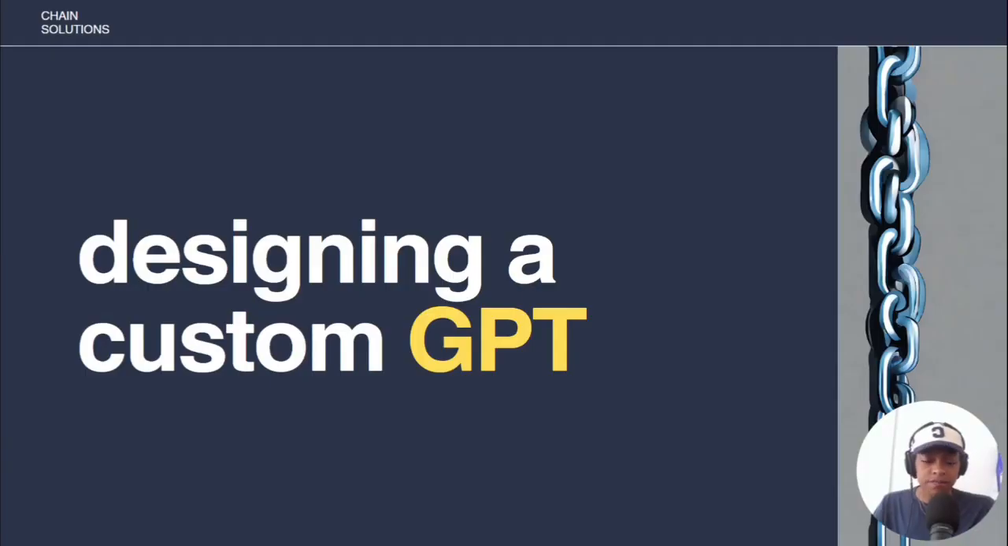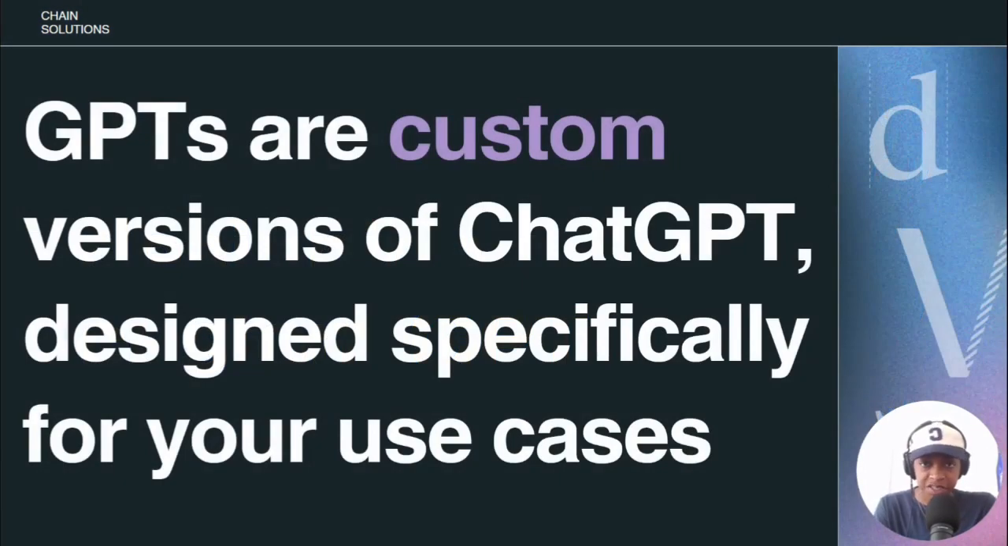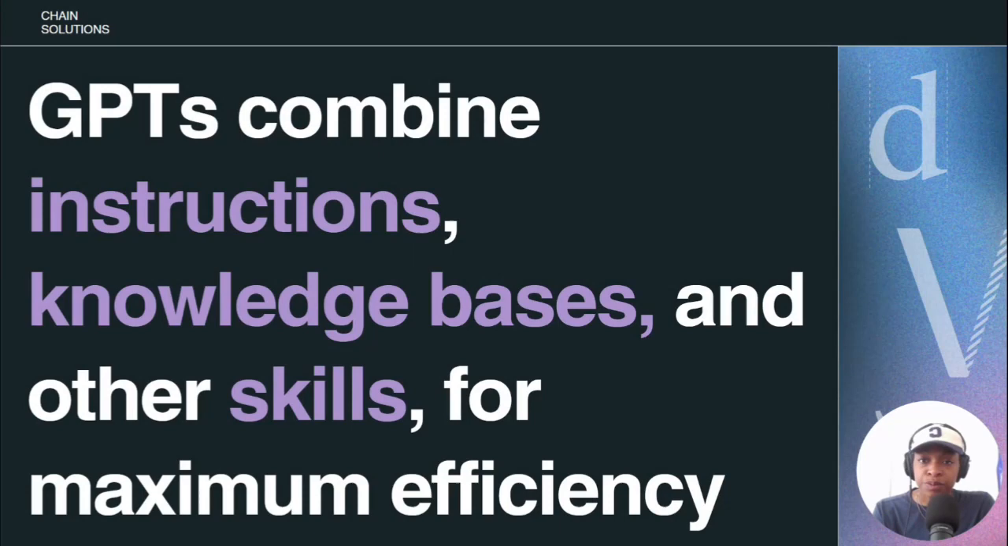So first, let's figure out what exactly a GPT is. GPTs are custom versions of the original ChatGPT software designed specifically for your use cases. So they combine instructions, knowledge bases, and other skills for maximum efficiency. Knowledge bases are essentially information that you can provide that the GPT will reference when you ask it to recall, whatever it may be. So all of these things combined make for a totally new playing field.